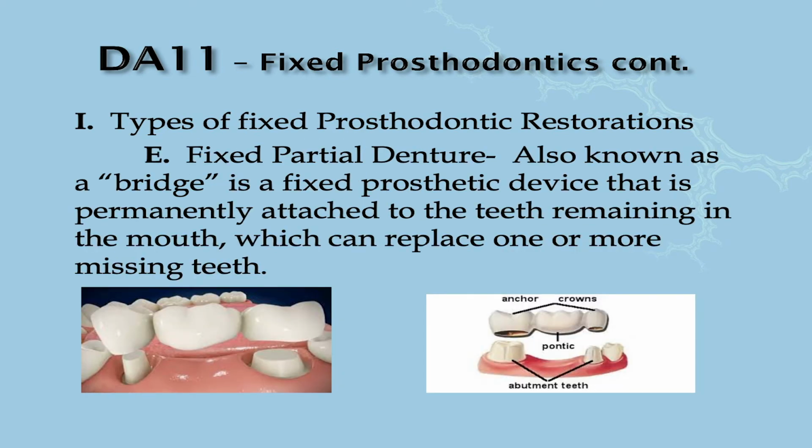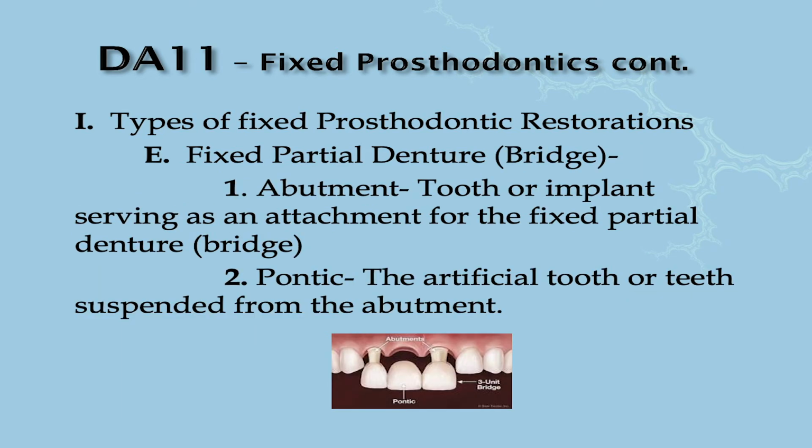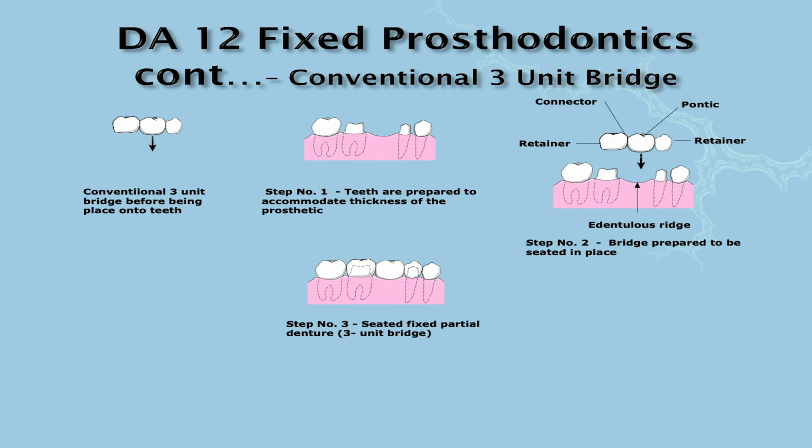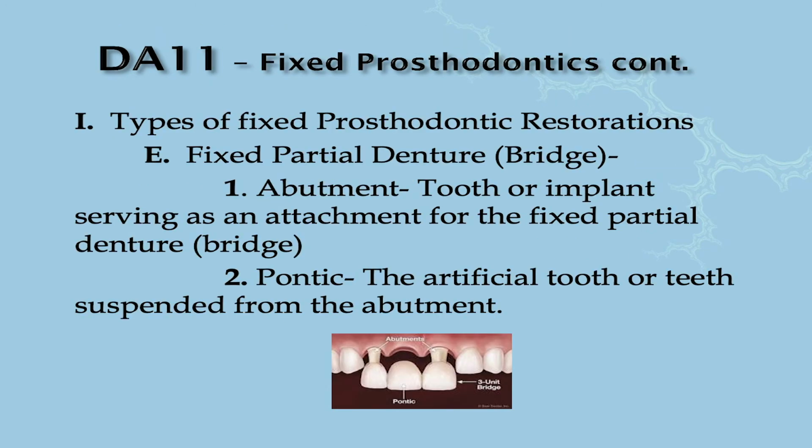A fixed partial denture is also known as a bridge. It's a fixed prosthetic device that's permanently attached to the teeth remaining in the mouth, and it can replace one or more missing teeth. Now, this fixed partial denture has 2 parts. It has the abutment, or the tooth or implant that serves as an attachment for the fixed partial denture, and it has the pontic, the artificial tooth that's suspended from between the 2 abutment teeth.